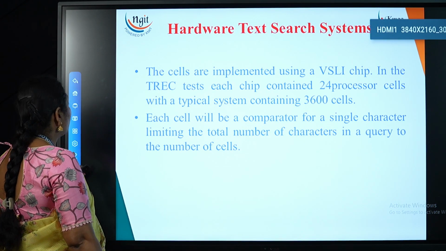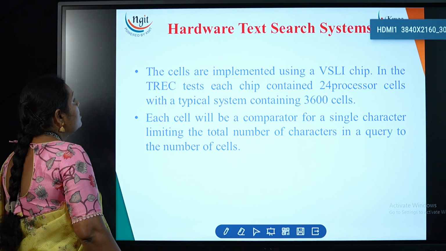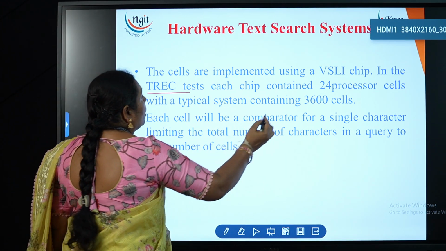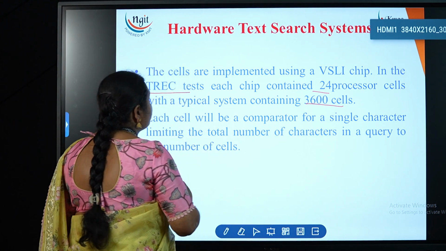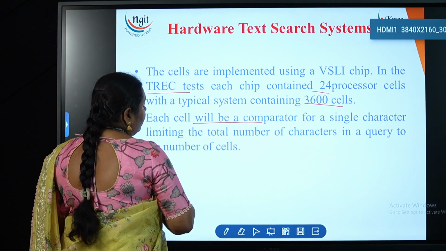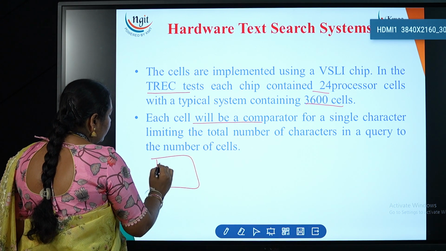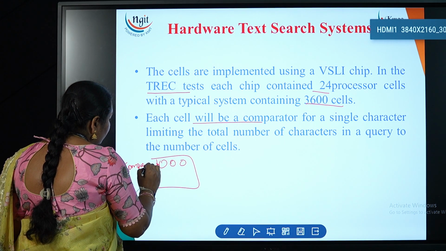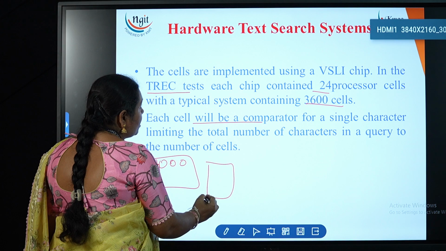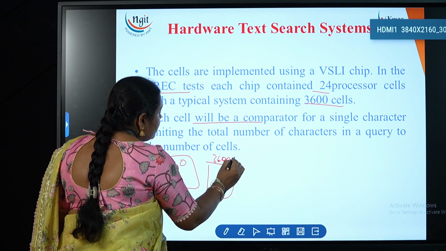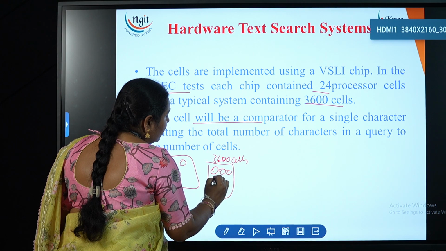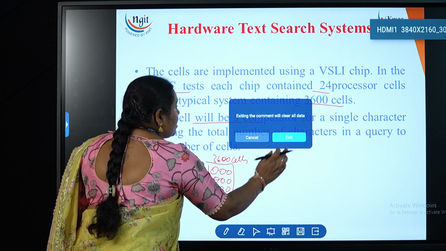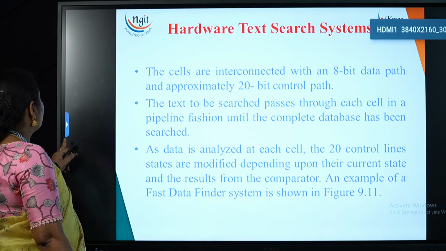These cells are used to implement VLSI chips. For example, take TREC: it contains 24 processes and 3600 cells, and each cell is a comparator. You have designed a chip where all the cells are comparators. Imagine on your secondary memory storage you have 3600 cells. All the cells are capable of searching the text, so how much optimized it is.